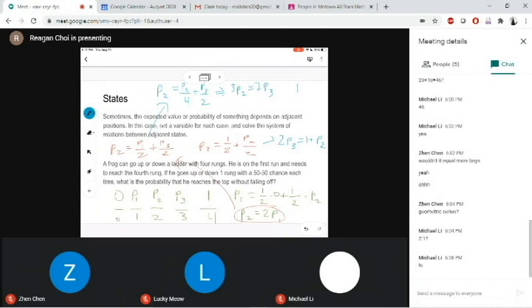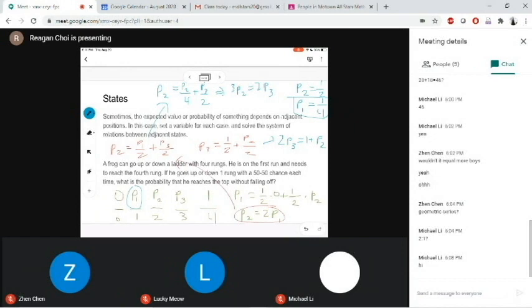Wait, can you explain the states part again, not the algebra? Yeah. So P1 is the probability that if right now the frog is on the first rung of the ladder, then it gets to the top. And P2 is if right now the frog is on the second rung, what's the probability that it gets to the top? And P3 is the same.